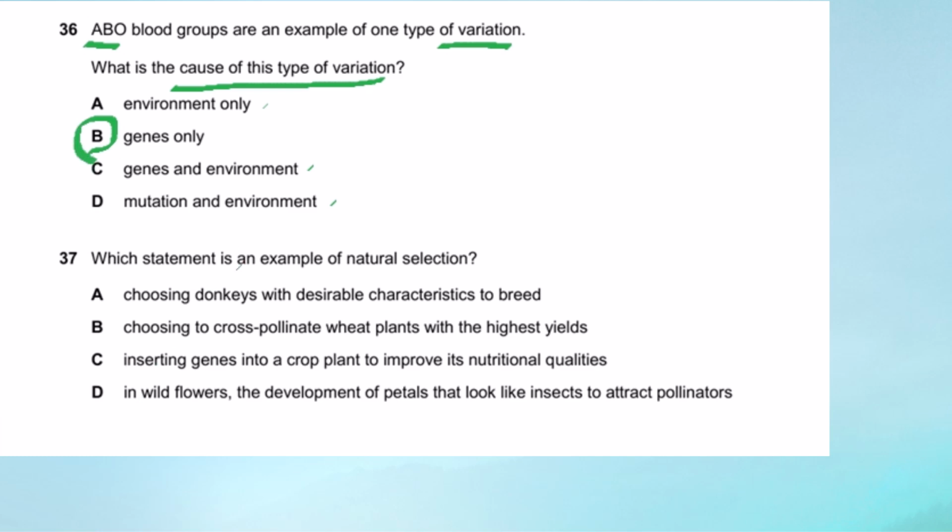And then here, which statement is an example of natural selection? Choosing donkeys with desirable characteristics, no, that's breeding. Choosing to cross-pollinate, that's breeding. Inserting genes into a crop plant, that's making transgenic plants. And wildflowers, the development of petals that look like insects to attract pollinators. Oh, that is indeed something that would be an advantage for the plant, and that is natural selection.